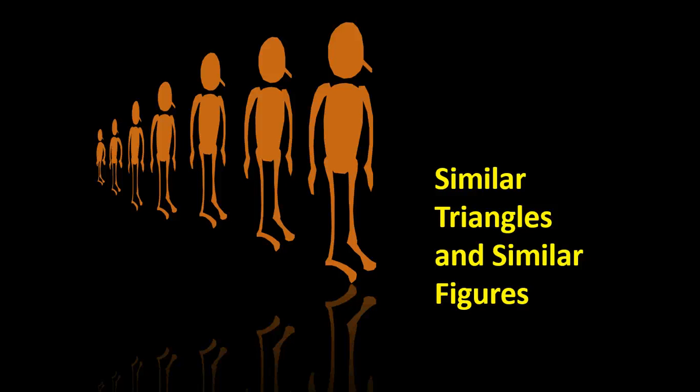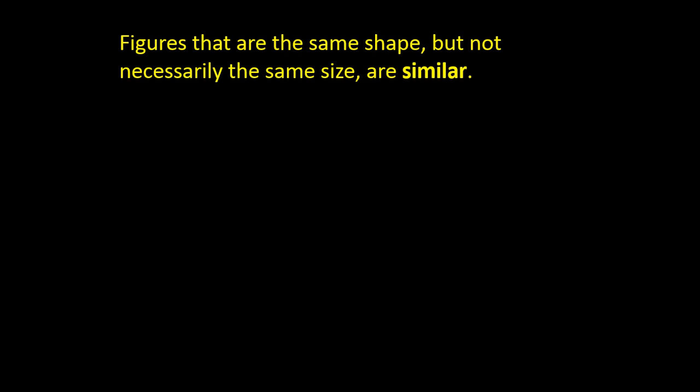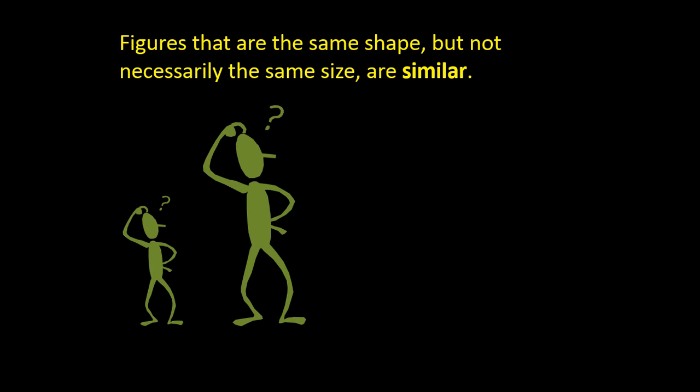Our next topic in geometry is similar triangles and similar figures. If we have figures that are the same shape, but they're not necessarily the same size, they're called similar. These two fellows are considered similar. Now they're not the same size, they don't have to be the same size, but they are the same shape. The one on the right is an enlargement of the one on the left.